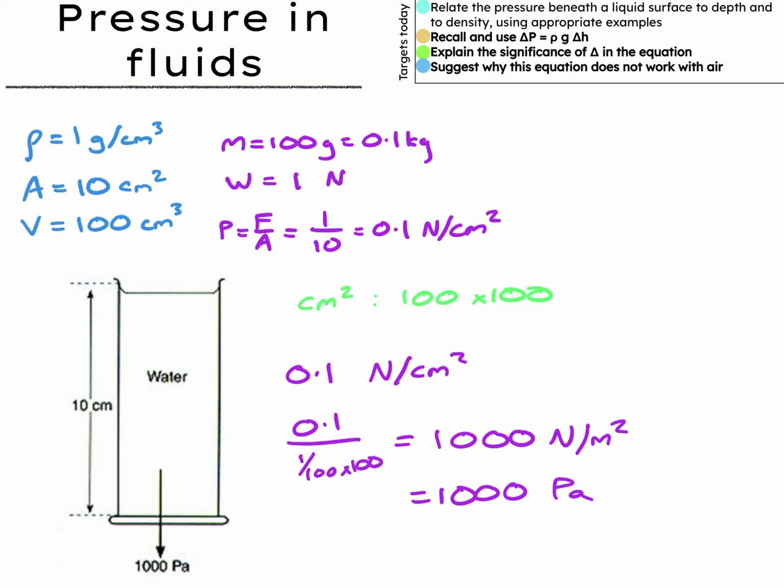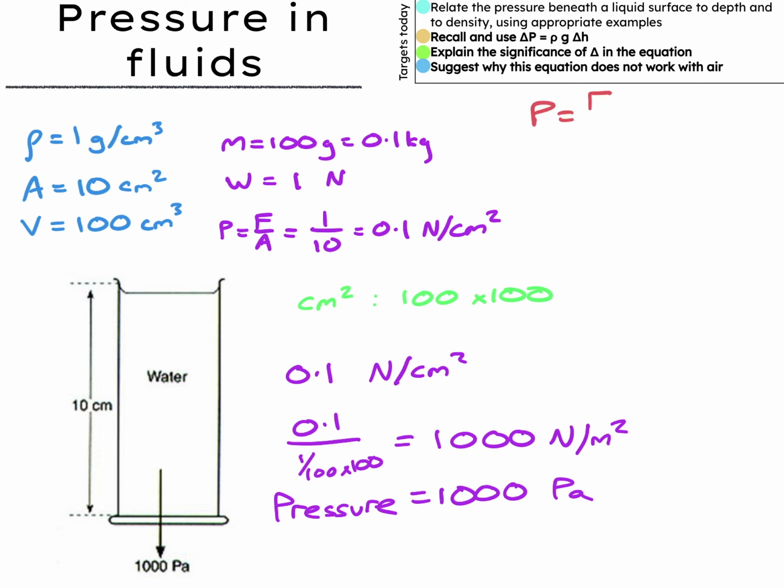That was quite a bit of work to get there, but we have just worked out the pressure of the water acting down, and found that the pressure is 1,000 pascals. Now, obviously, there is going to be a quicker way. So let's look at what we actually did.